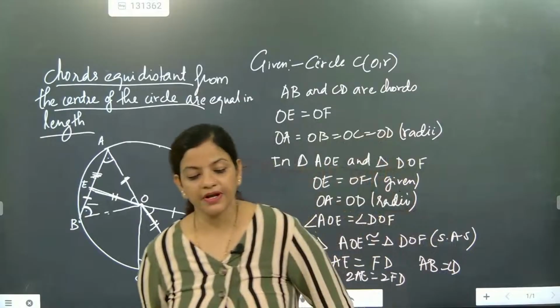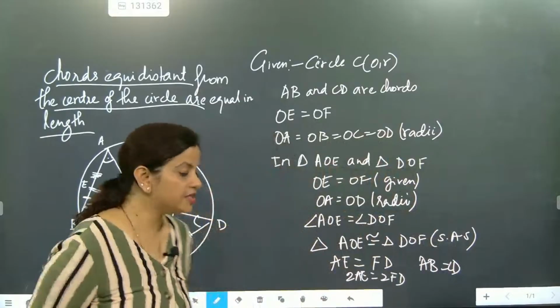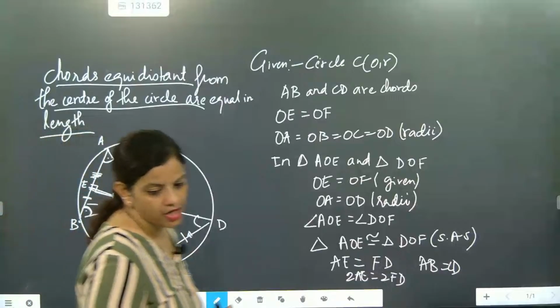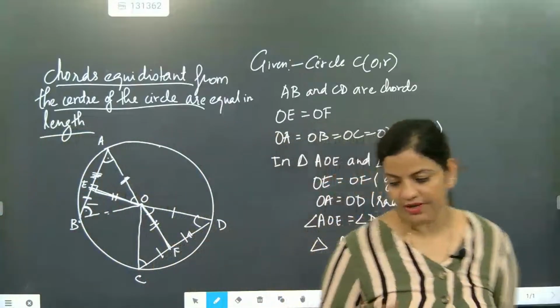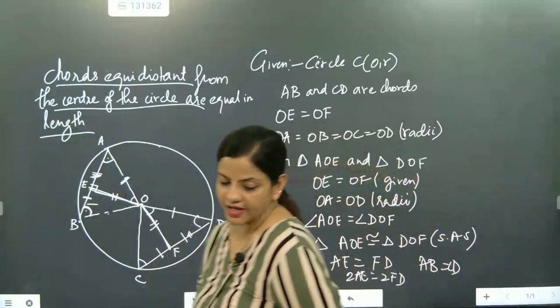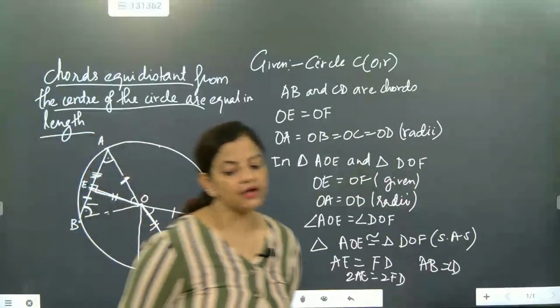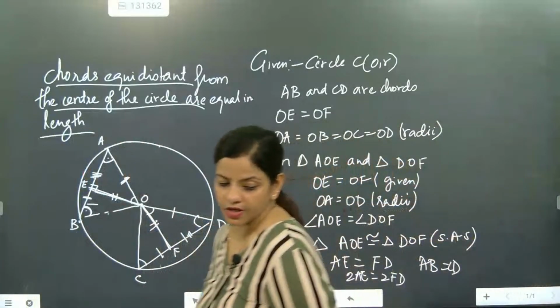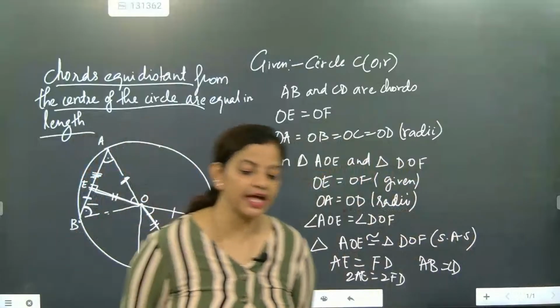We can use the perpendicular concept also. We can say that line drawn from the center of the circle to the chord is perpendicular to the chord. That concept also we can use. Without using that concept, I have exactly taken that angle, I made it equal, okay? And then we have proved. You can take perpendicular. So when you take perpendicular, then right angle, hypotenuse, side.